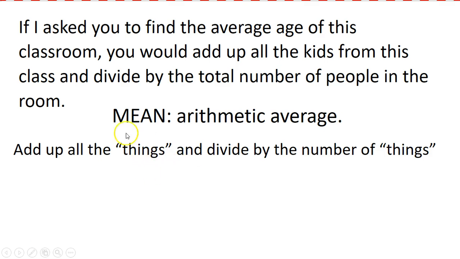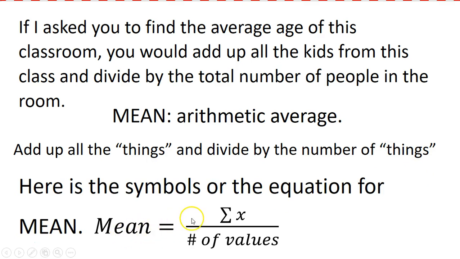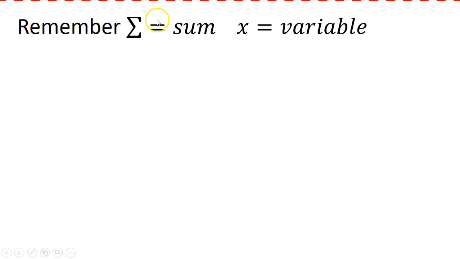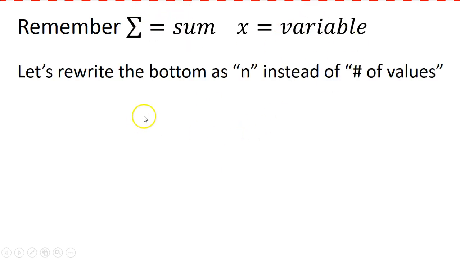There are 30 kids in a class. You add up all their ages. You divide by the number of kids, which is 30. So here's a symbol or an equation for it. Mean equals. Now, again, this sign that you see is a summation. It means sum. Sum of all those different values that you're looking for divided by the number of values that were in your data set. So remember, sum. X is the variable. Let's rewrite the bottom as n instead of number of times. That's all. N basically means the number of them is all. So this is basically, if you see it, what it means is that means the mean.